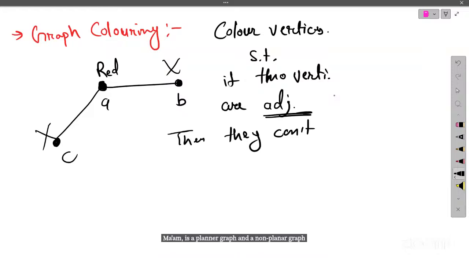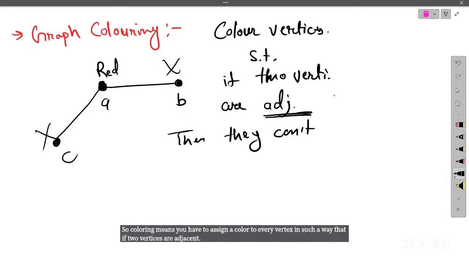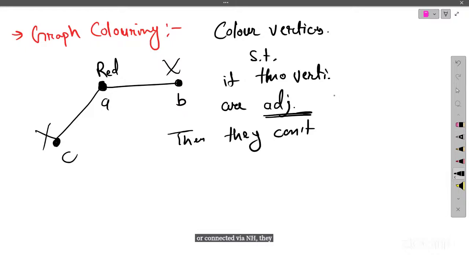I don't understand. Yeah, so I'll repeat. In a planar graph, first let's recall the coloring itself. Coloring means you have to assign a color to every vertex in such a way that if two vertices are adjacent or connected by an edge, they should get a different color. That's the thing we want.